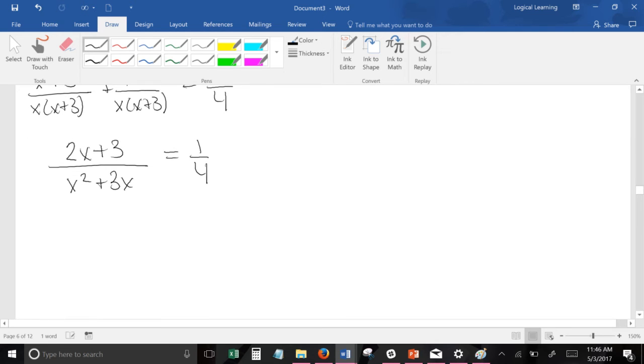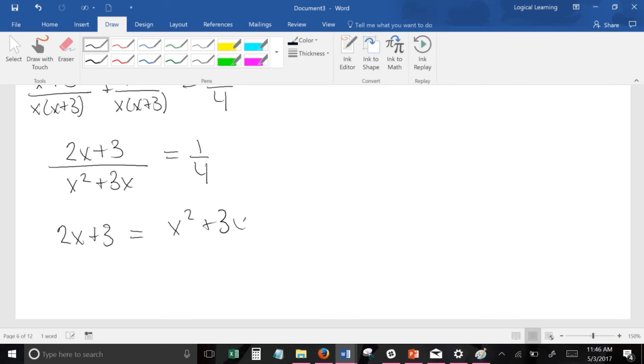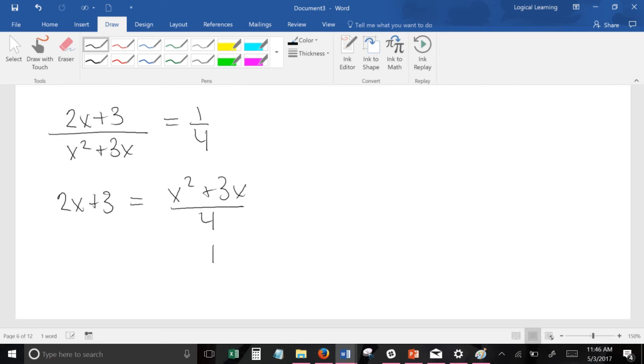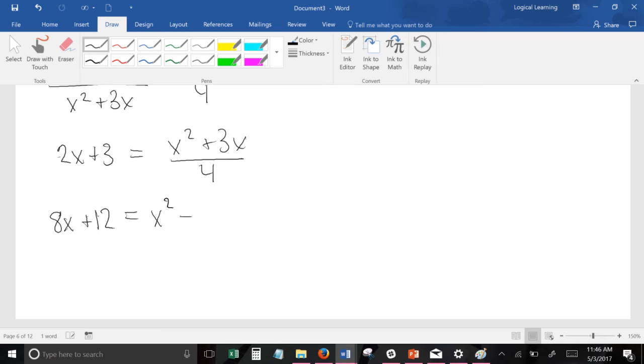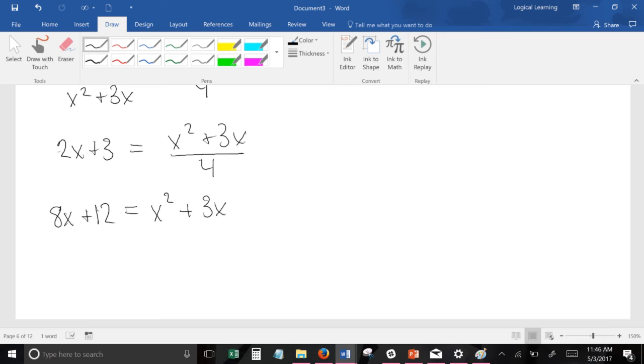We're going to multiply both sides by x squared plus 3x, and that's going to give us 2x plus 3 is equal to x squared plus 3x over 4, and then we're going to multiply both sides by 4. That's going to give us 4 times 2 is 8x, 4 times 3 is 12, is equal to x squared plus 3x. So now we're going to subtract 8x from both sides. Well, 3x minus 8x is going to give us a negative 5x.